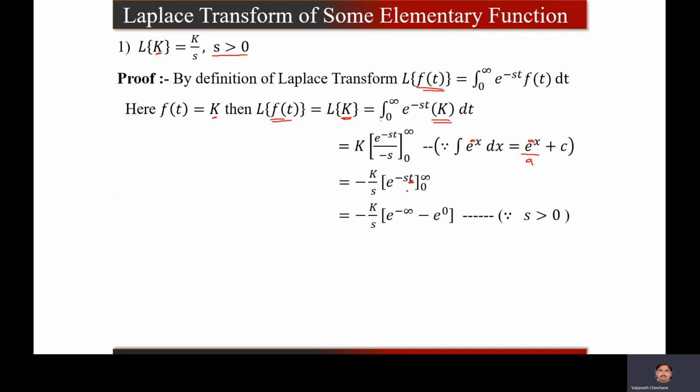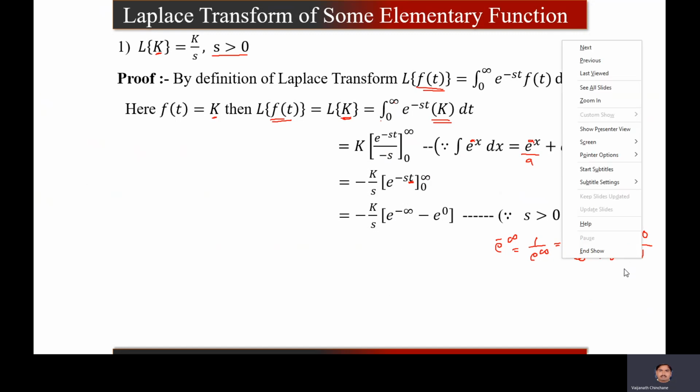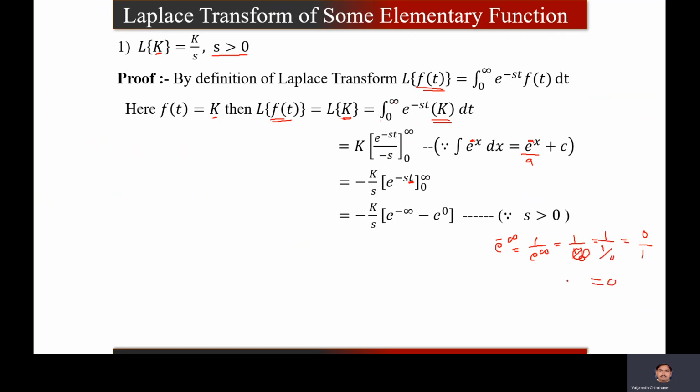When we put the upper limit t equal to infinity, we get e raised to minus infinity, minus the lower limit, e raised to 0 times something, and s should always be greater than 0. We know that e raised to minus infinity is nothing but 1 upon e raised to infinity, and e raised to infinity is infinity, so it is 1 upon infinity, which becomes 0. So e raised to minus infinity is 0, right? We know that e raised to 0 is 1. These two formulae are used here. So we get minus k by s times (0 minus 1).